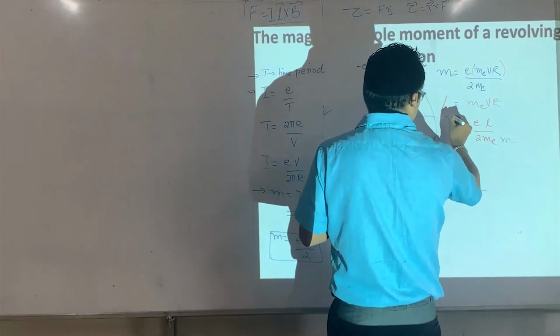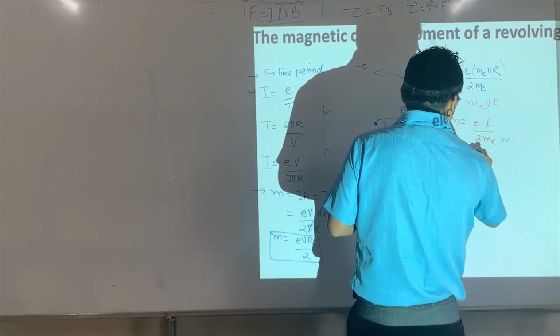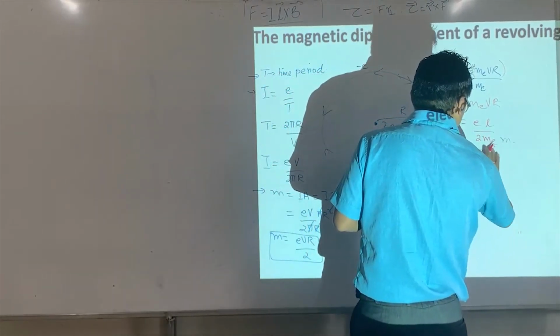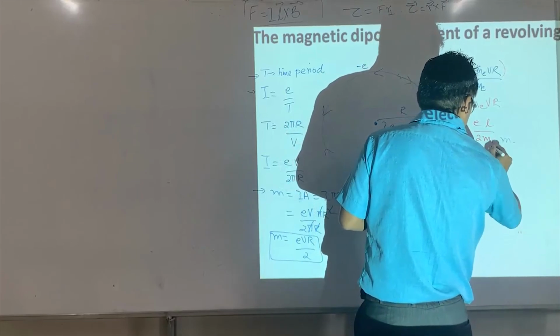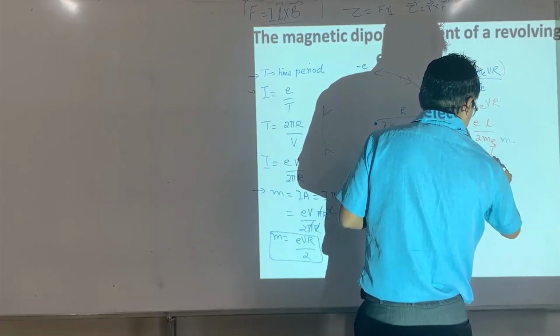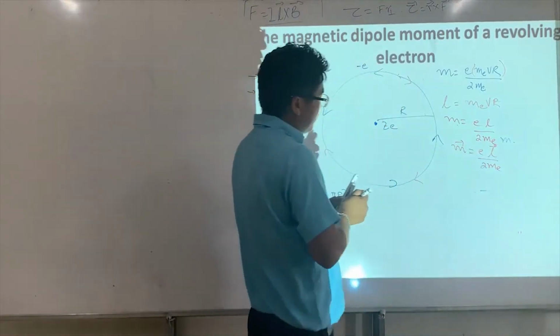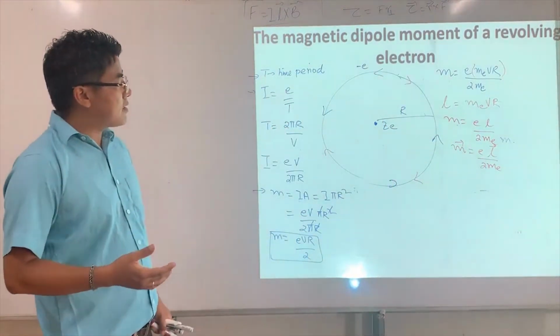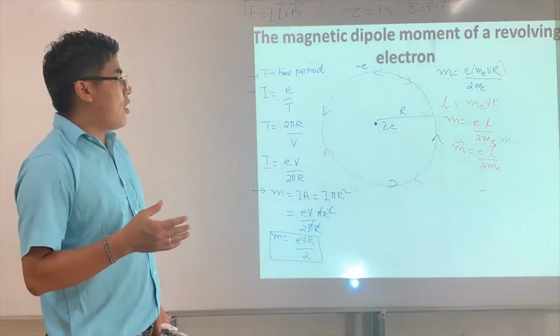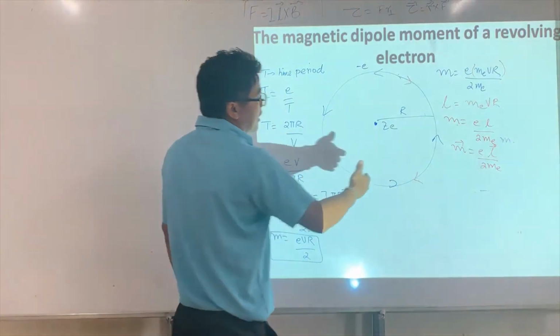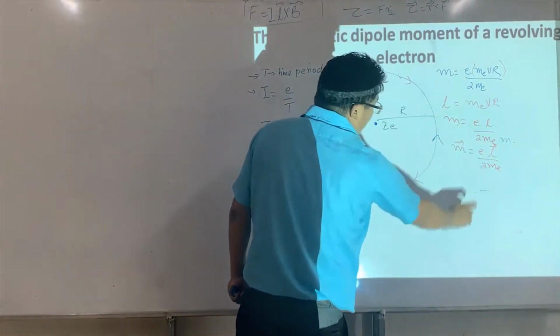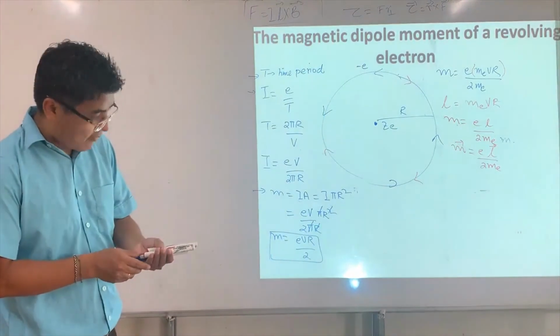So the direction is going to be this, right? The direction of the magnetic moment is along the direction of the angular momentum. So this is what we have.